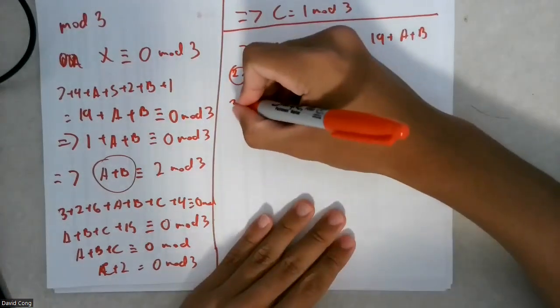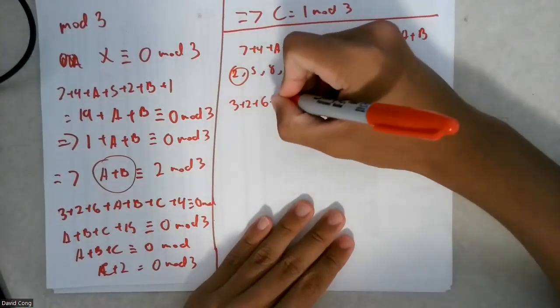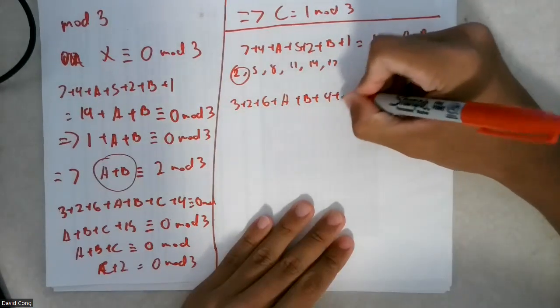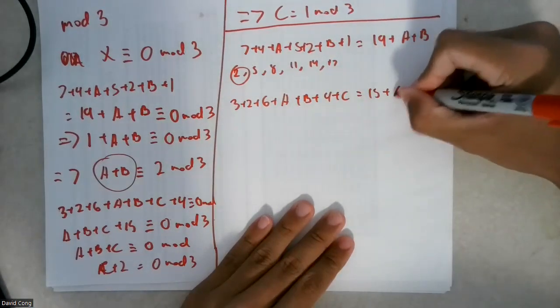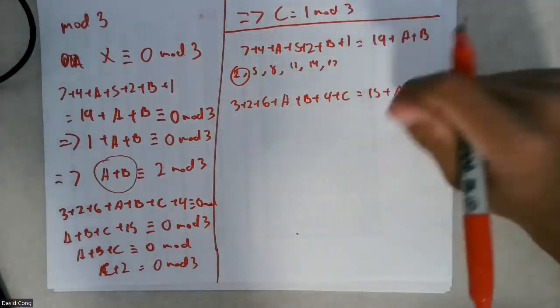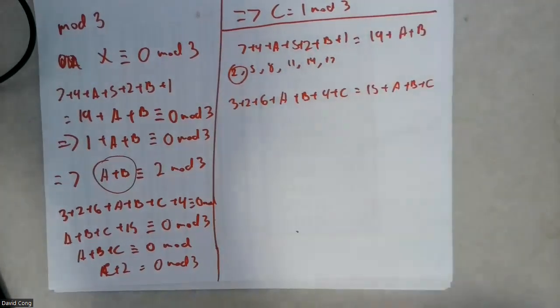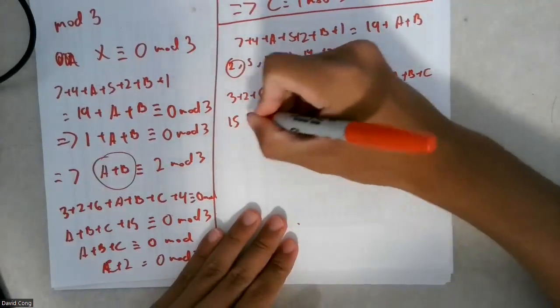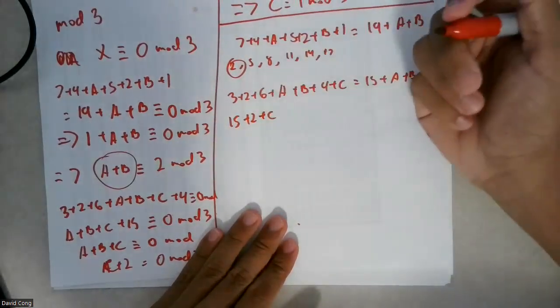And then look at the next one. You get 3 plus 2 plus 6 plus 8, B plus 4 plus C equals 15 plus A plus B plus C. Now we want this to be divisible by 3. We know this is divisible by 3, and A plus B, we said, was equal to 2. So I got 15 plus 2 plus C.